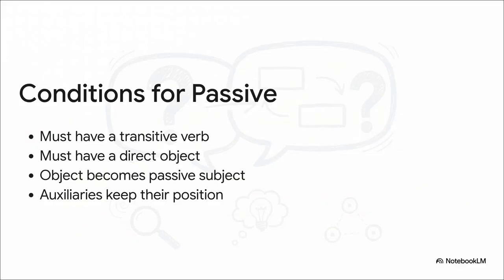Think of these like the prerequisites for an equation. Before you do anything, you must verify your sentence meets these specific conditions. It absolutely has to have a direct object, and it must use a transitive verb, an action that is done to something. Once you have those, you apply the fundamental swap. The object of the active sentence becomes the subject of the passive. But here's the absolute rule for questions. The structural position of your auxiliary verbs and question words is sacred. They must hold their ground.